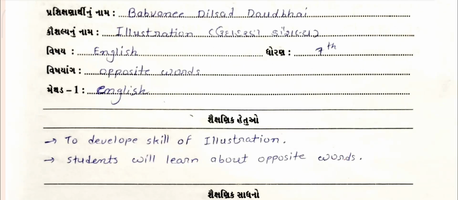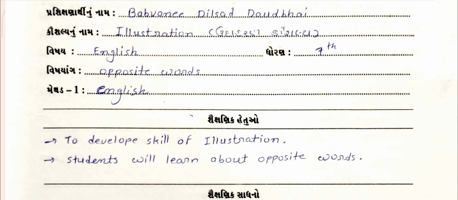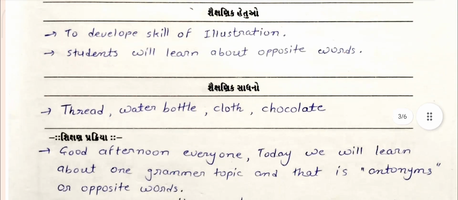My second micro lesson plan is about illustration skill, subject English, and the topic is opposite words of standard 7th. Objectives are to develop the skill of illustration and students will learn about opposite words. And as teaching material, I have used thread, water bottle, cloth and chocolates.